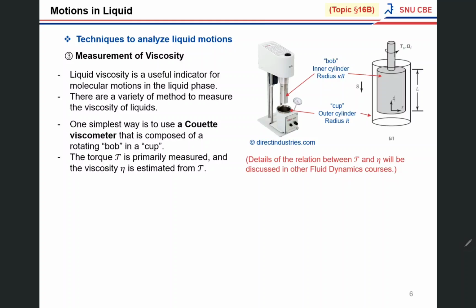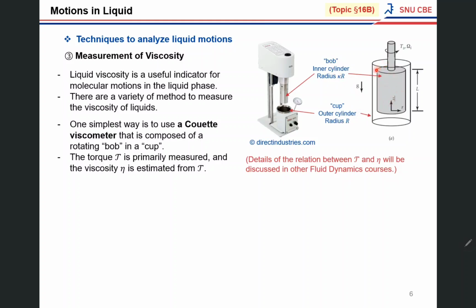So in the lab, we can use some kind of viscometer like this, which is called the Couette viscometer. It is composed of a bob, which is just a column-like thing in here, and we have a cup here, some kind of container. The bob and cup have radii of kappa R and R. Here kappa is a dimensionless parameter having values from 0 to 1. So basically, the radius of the bob is slightly smaller than the radius of the cup.